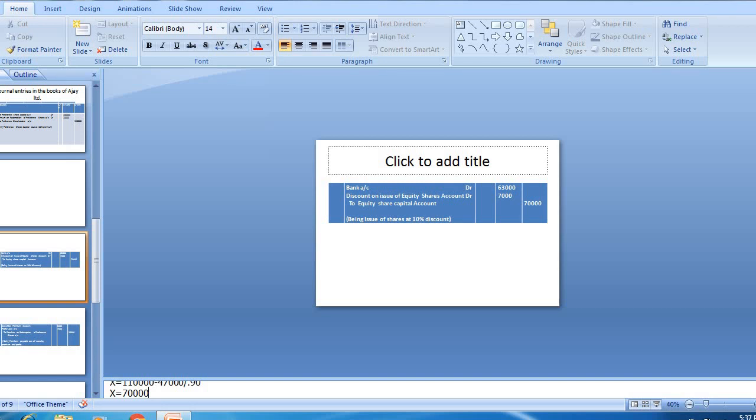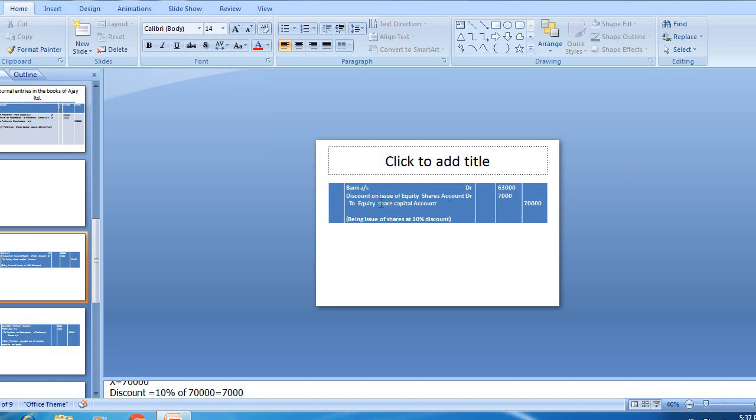Hence we are issuing at a discount. So the discount is 10% of 70,000, which comes to 7,000, so the company is going to receive in the bank 63,000. That is what we have shown here.